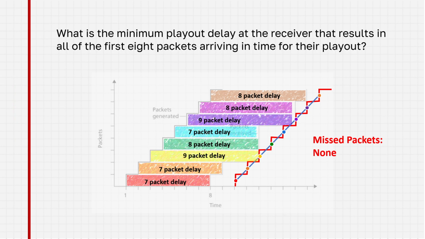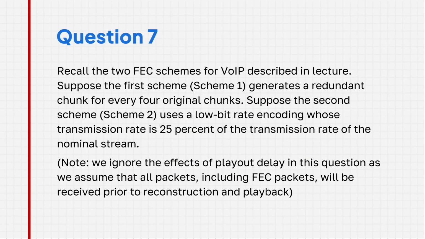Hence, we will now start from 10, and that will incur a 2 time unit delay from when packet 1 arrives. So set the playout delay as 2 from when packet 1 arrives, then you will get no missing packets. Okay, questions? No? Okay.